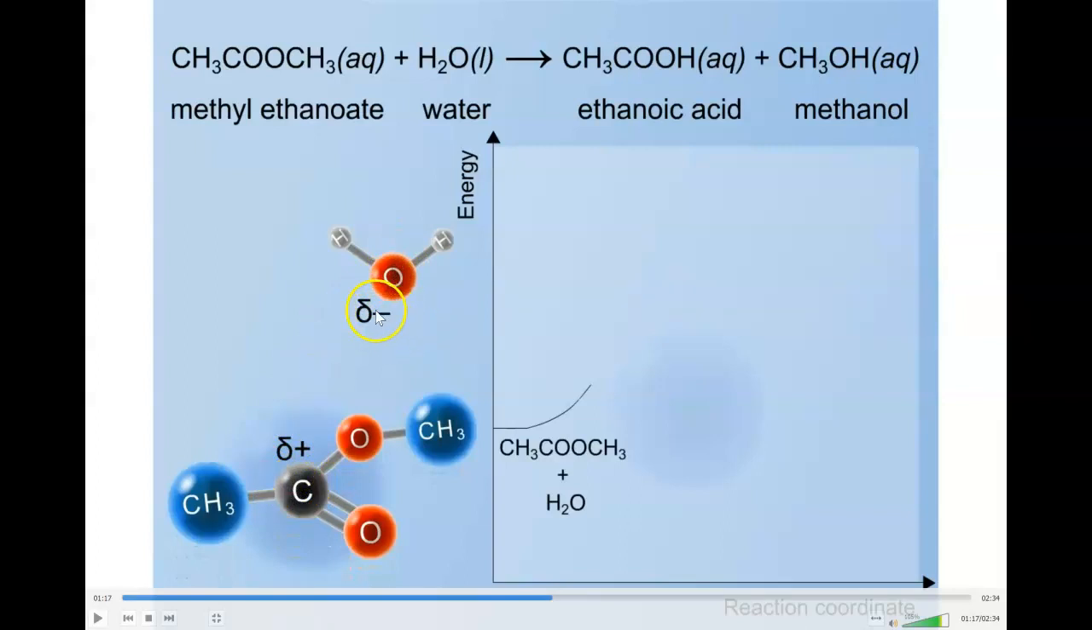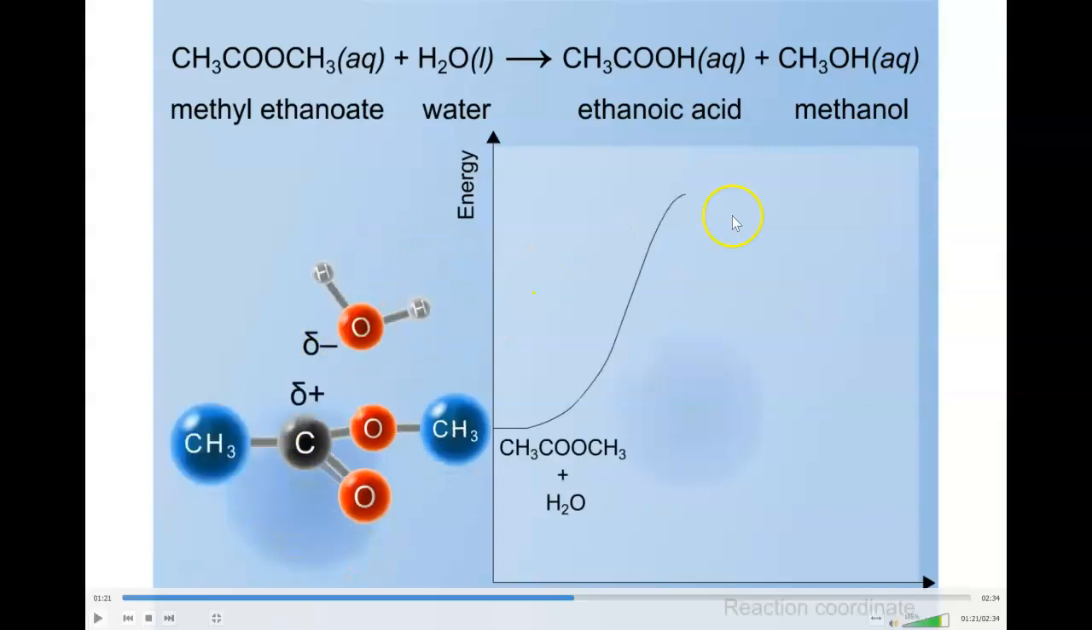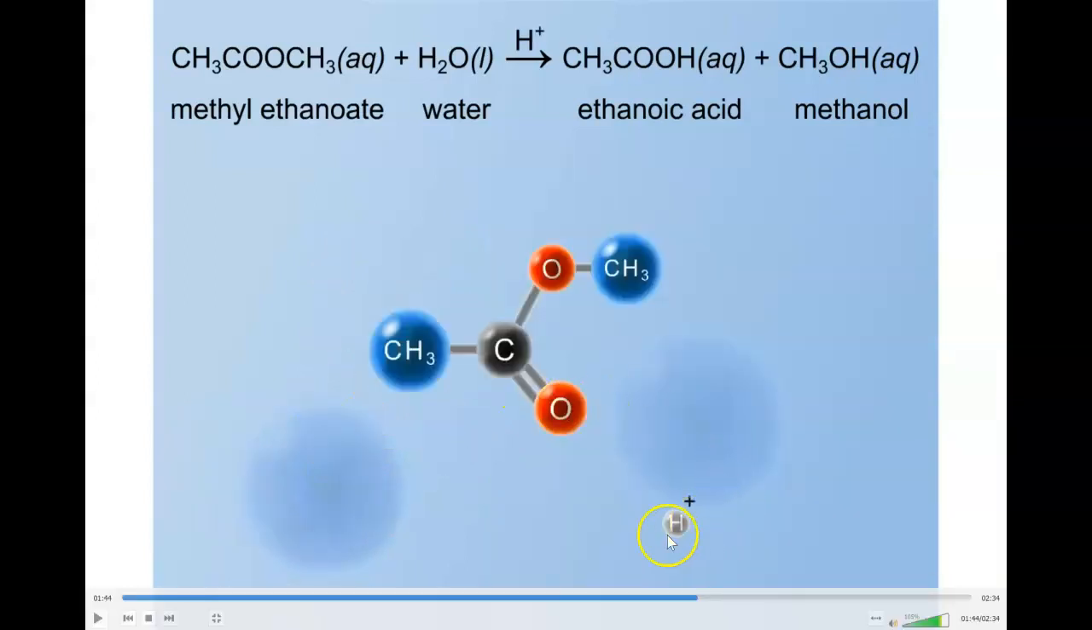But because there's only a slightly negative charge and a slightly positive charge, there's a very, very weak attraction between these two sites. As such, a high amount of energy is required for these two to be pushed together to collide. We can lower this high activation energy requirement by adding in a catalyst. In this case, it's going to be the hydrogen ion that is released by an acid. That is then attached to the oxygen atom, resulting in the formation of a carbocation.